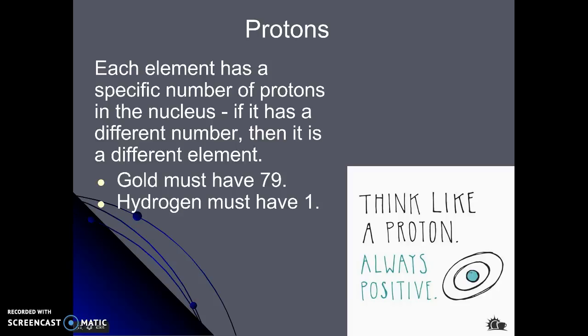Talking more about protons. Little joke is, think like a proton, always be positive. Each element has a specific number of protons in the nucleus. If it has a different number, then it's a different element. Gold must have 79. Hydrogen has to have 1. Helium has to have 2. When you look at the periodic table, those numbers that are on there tell you how many protons it has. The reason we can't create gold is we don't know how to add more protons to the nucleus, and so gold always has 79. It's the way it exists in nature. If it had 80, it wouldn't be gold anymore.